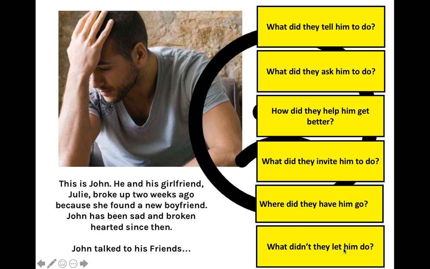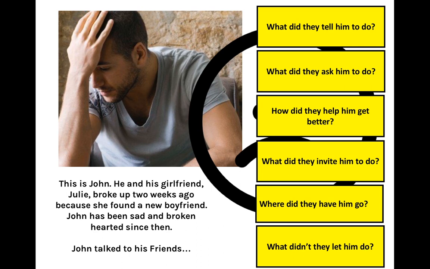What did they tell him to do? What did they ask him to do? How did they help him get better? What did they invite him to do? Where did they have him go? And what didn't they let him do? If you read these questions, you will be able to identify the structure of verb, object, verb. What did they tell him to do? Ask him to do, help him get, invite him to do, have him go, let him do.